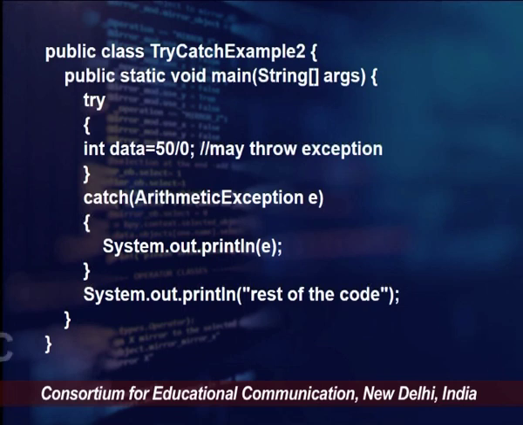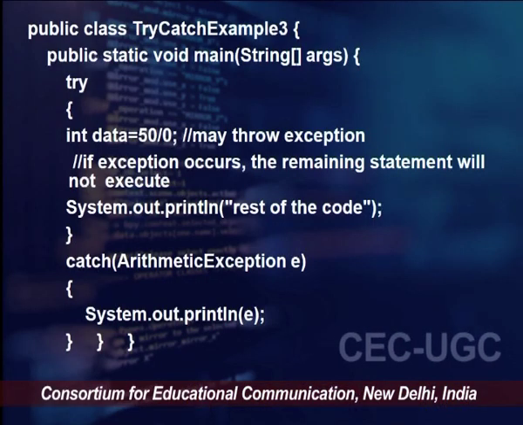So what will happen here? The statement int data = 50/0 is going to raise an exception. That exception will be handled by this catch block, and then the rest of the program will continue in a clean manner. So generally we say that whenever our programs are made with the help of exception handling, the program is going to have clean code.